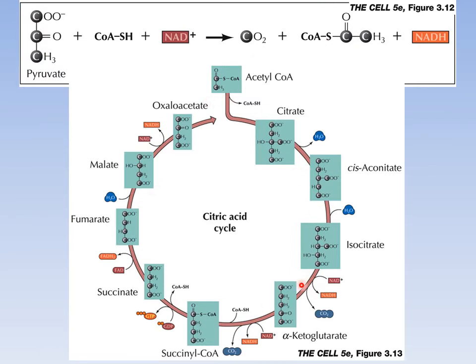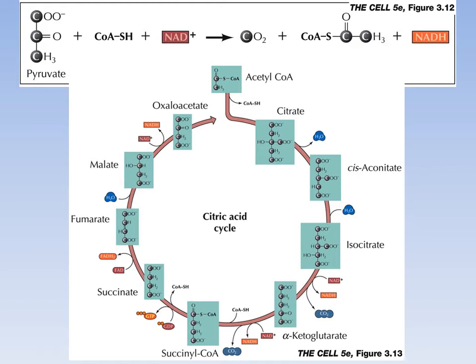We're actually going to have 2 total turns of the cycle because we're coming from a 6-carbon molecule to the acetyl-CoA, which is now a 2-carbon molecule. So our 2-carbon acetyl-CoA is going to combine with oxaloacetate in the citric acid cycle to form citrate. And then the citrate's going to go through the process. Again, I don't need you to memorize the steps of the citric acid cycle. I want you to just know what we're getting out.